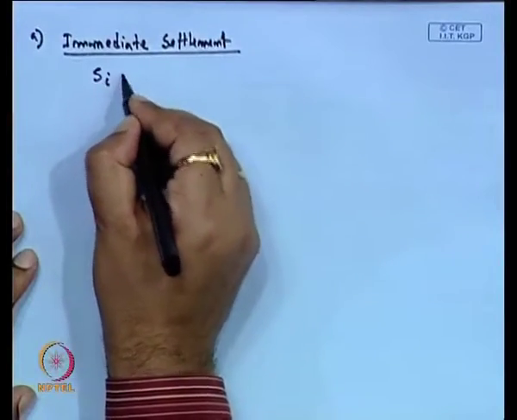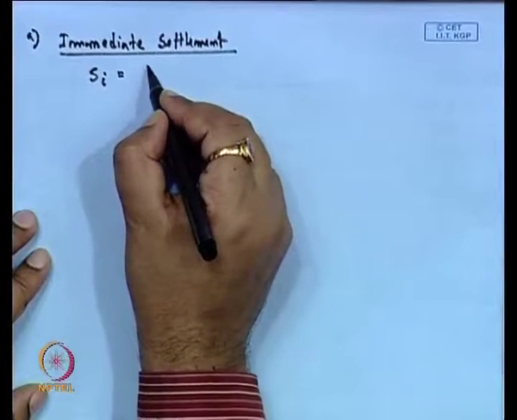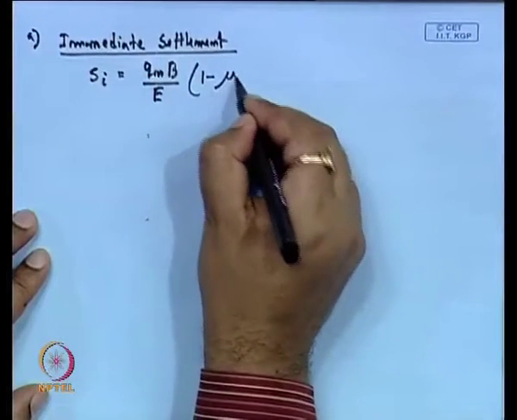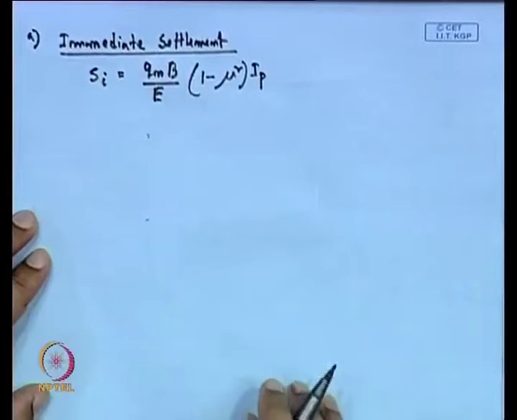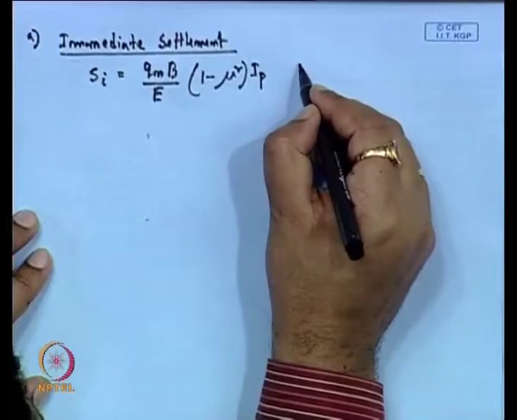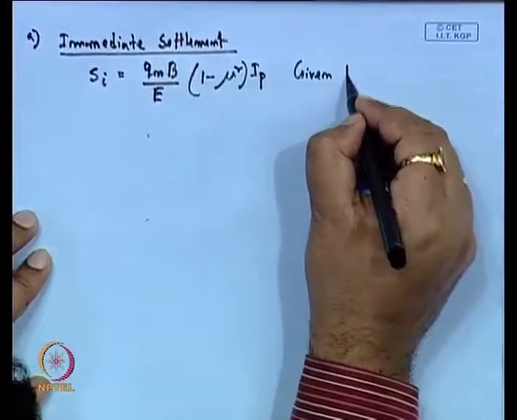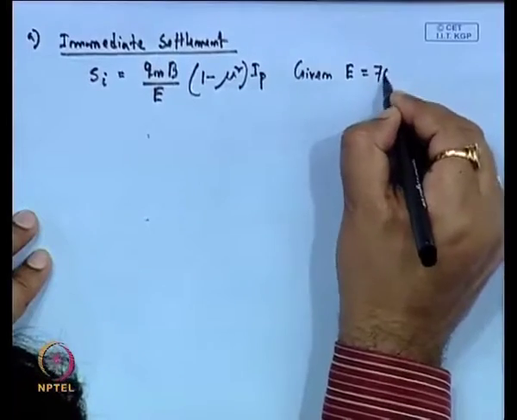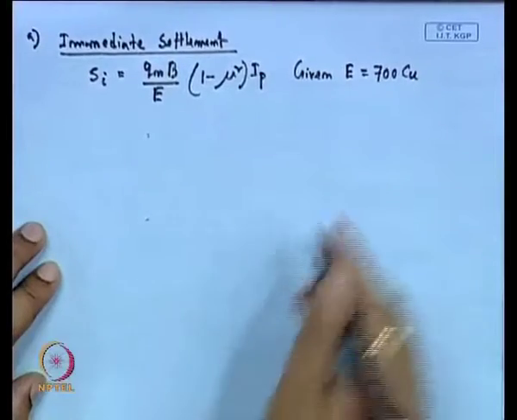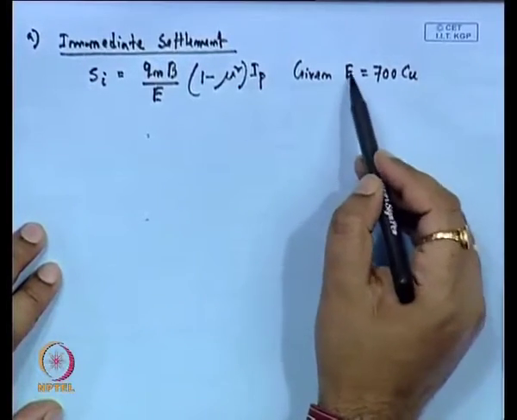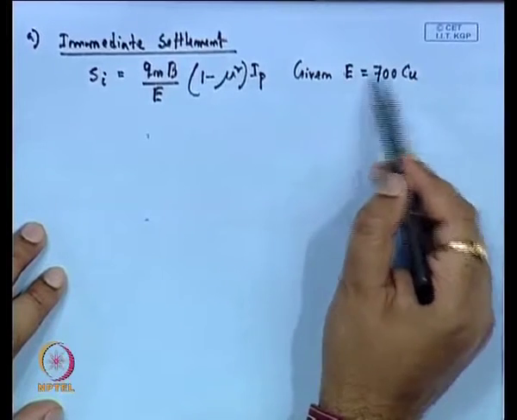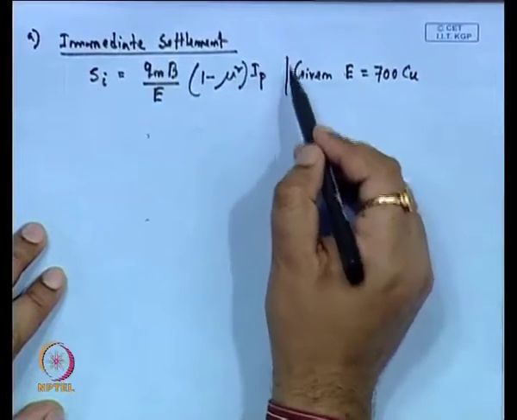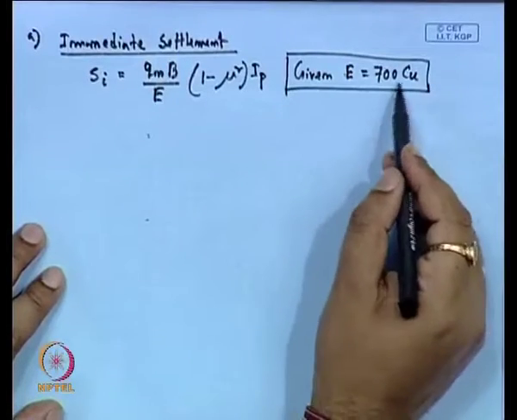As for the immediate settlement calculation, the expression is q_n into B divided by E, into (1 minus mu square) into I_p. In this question it is also given that E for layer 1 and layer 2 is equal to 700 Cu, because we get various relations in terms of E and Cu. That means, if we know the Cu, the undrained cohesion of the soil, then we can calculate the E for the clay soil. So, for this particular problem it is mentioned that E is 700 Cu.